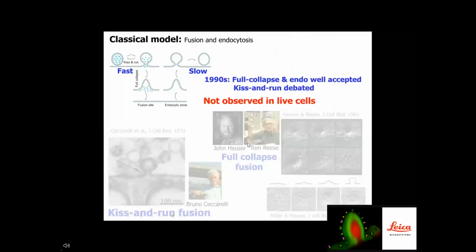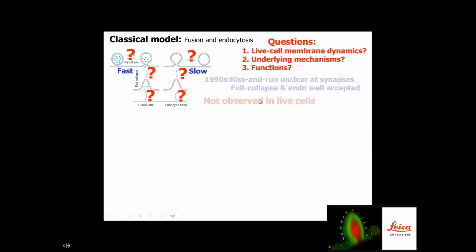Two decades later, in the 1990s, the full collapse fusion followed by slow endocytosis has been very well accepted, whereas the kiss-and-run form has been debated for a long time without being generally accepted. Both of these hypotheses have not been observed directly in live cells. So we set out to revisit this issue by asking whether we can see the membrane dynamics in live cells, and if so, their underlying mechanisms and functions.